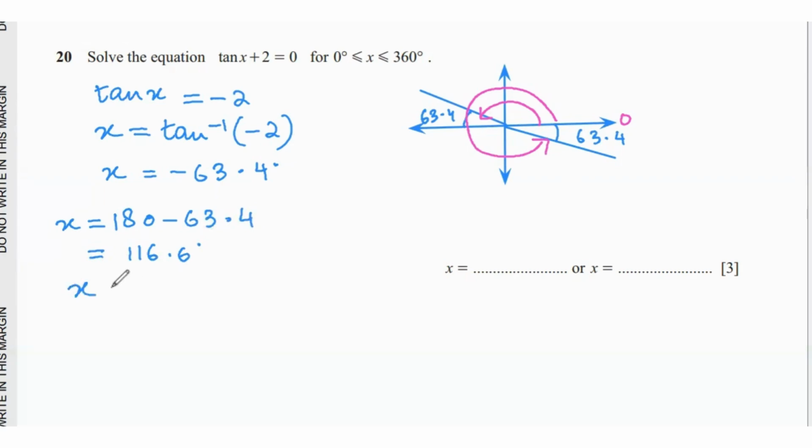And for the second one, we subtract from 360 now. So that's going to give us 296.6 degrees. So that's your answer.